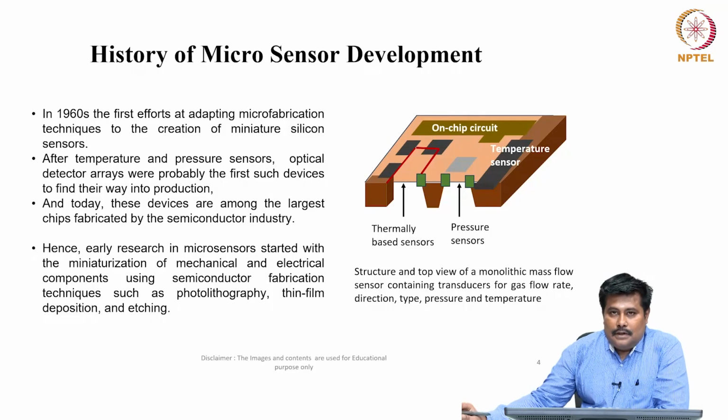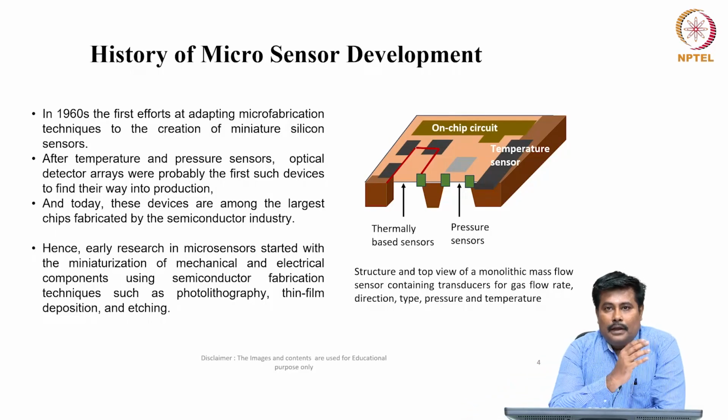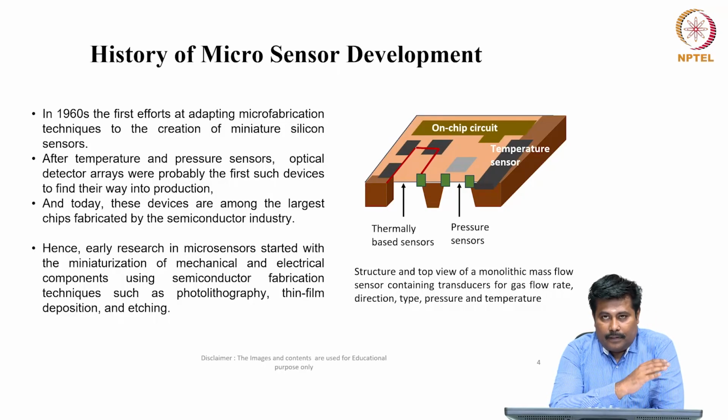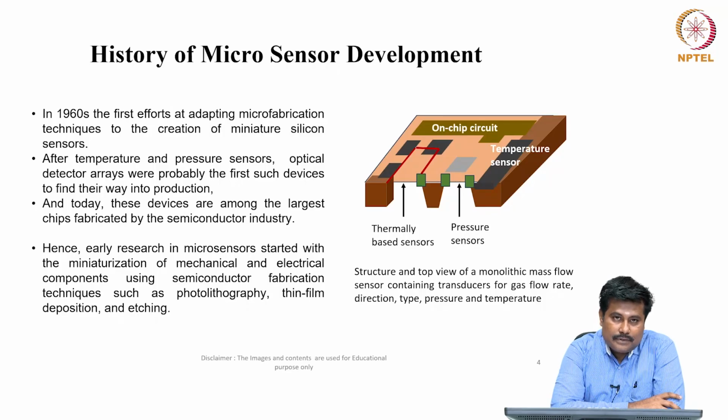Now, let us discuss the history of microsensor development. In the 1960s, the first effort at adapting a microfabrication technique to the creation of miniature silicon sensors. After temperature and pressure sensors, optical detector arrays were probably the first such device to find its way into production. And today, these devices are among the largest chips fabricated by the semiconductor industry.